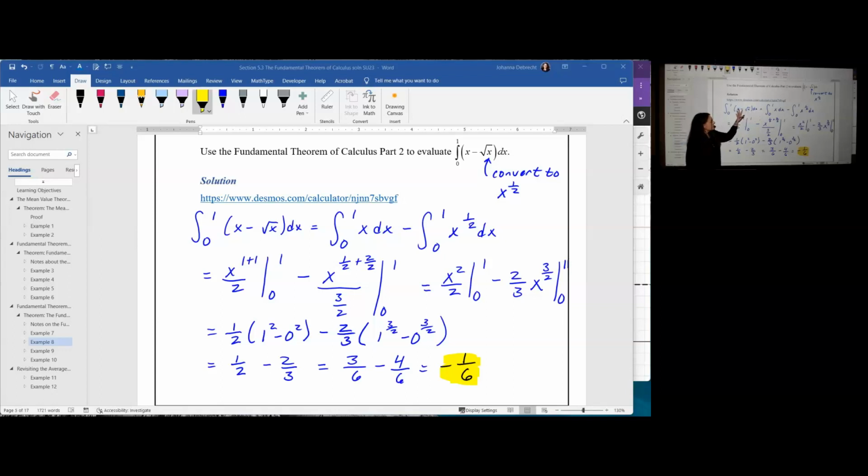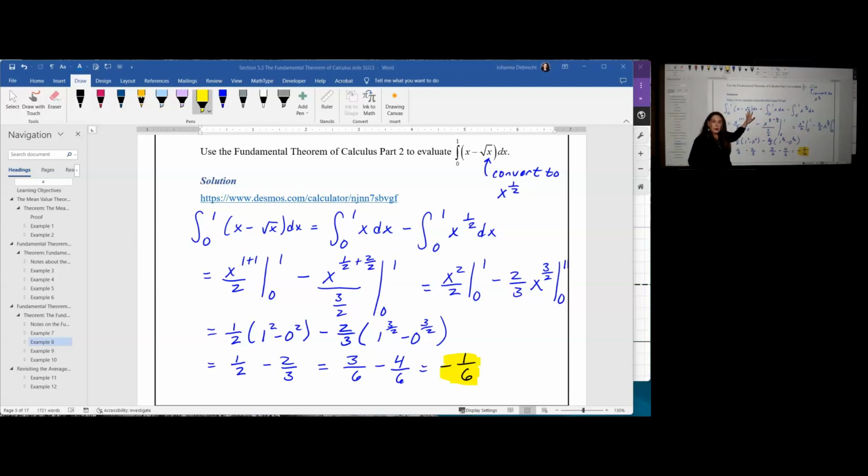First, I split this into two separate definite integrals. As you become more experienced working with the Fundamental Theorem of Calculus Part 2, this step is not actually necessary. You can keep them together, and you can simply find an antiderivative function for the whole thing. For now, I went ahead and split them apart.